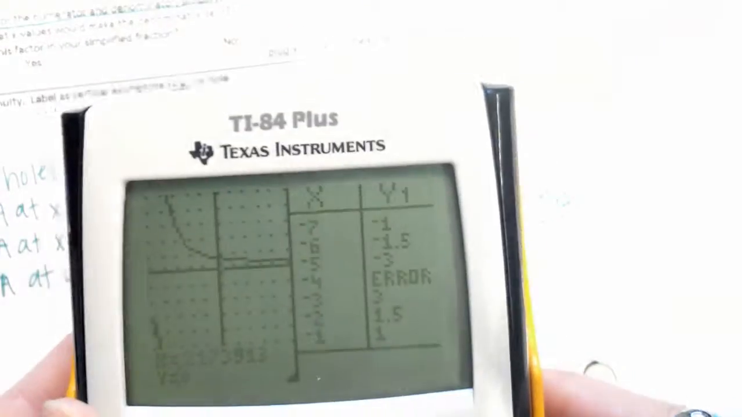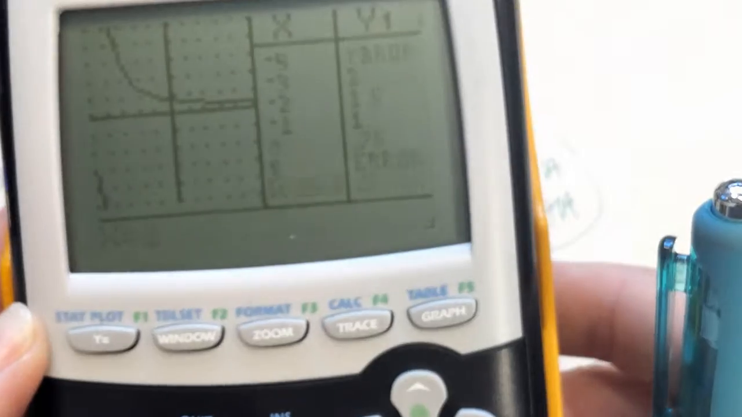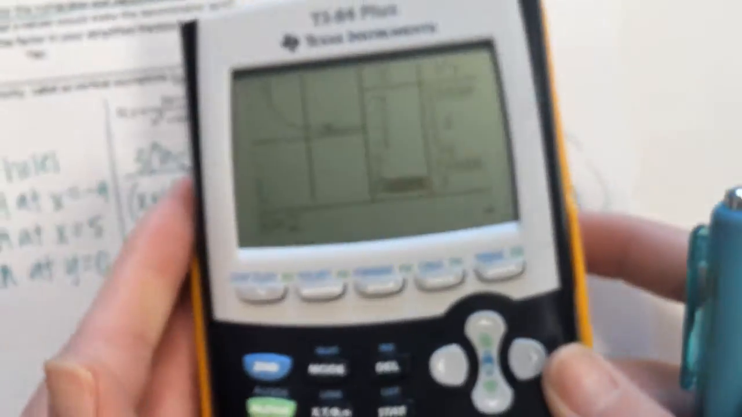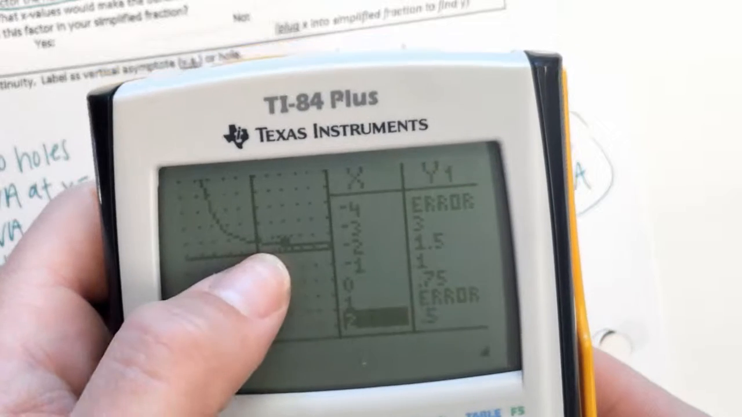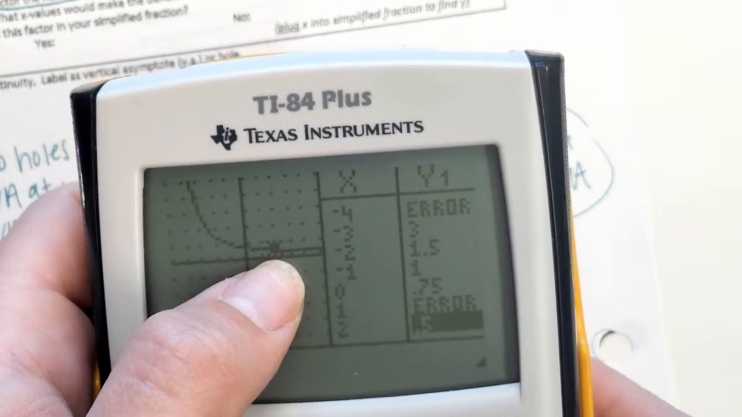Did we have a hole? Yeah, we had a hole at 1. So let me show you. In your table also, it'll say what? Error for 1, where our hole is. So you really do have to do it by hand to figure out if it's a hole or a vertical asymptote, or you can just look at 1 and see how there's no vertical asymptote at 1, x equals 1.